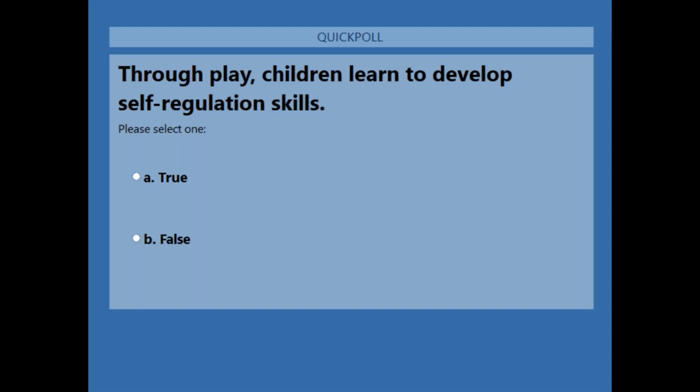And if you cannot choose your response on the screen, just type it into the chat, and I'll keep an eye out on that. So through play, children learn to develop self-regulation skills. What do we think? What do we think?